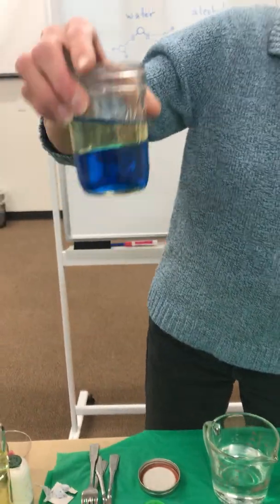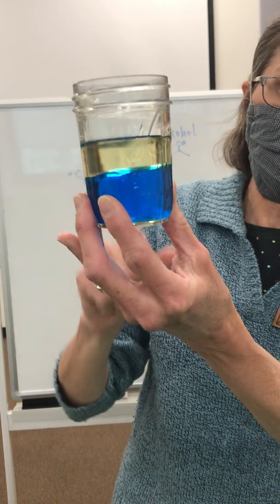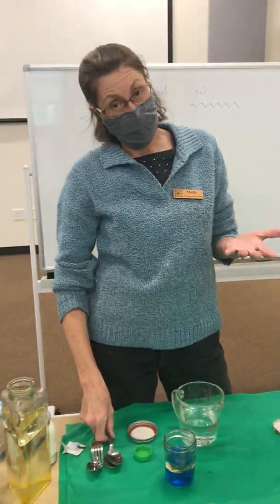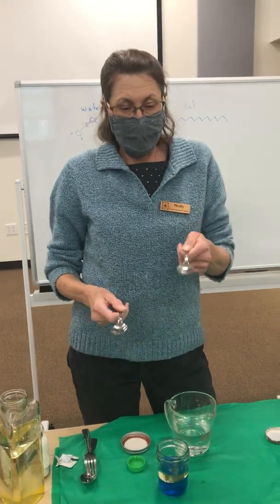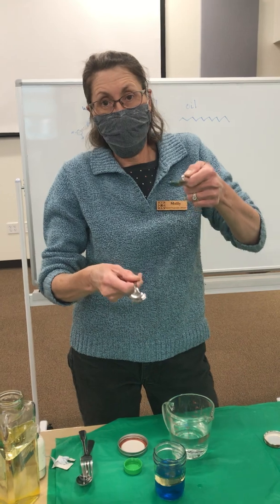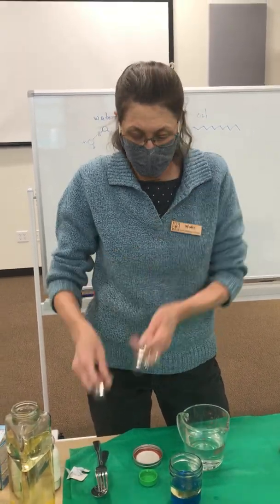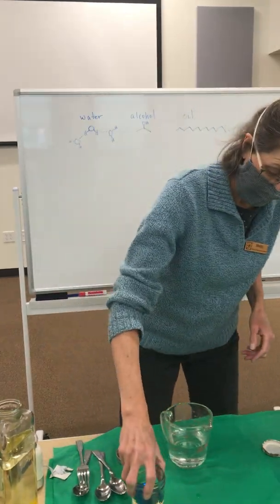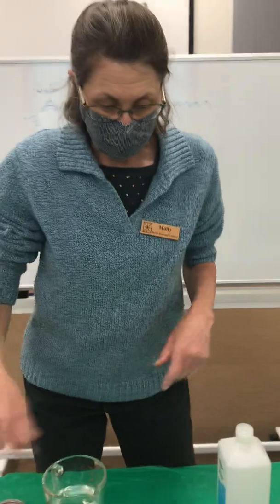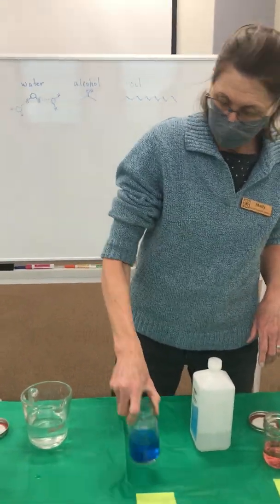Okay, so you can see that the oil stayed on top. So what that means is that water is more dense than oil. So if we have a spoonful of oil and a spoonful of water, the water's going to weigh more. And that's why oil is less dense and it forms a layer on top. Okay, so we're going to come back to that and see if we can get them to mix in a minute. But in the meantime, we're going to look at water and alcohol.